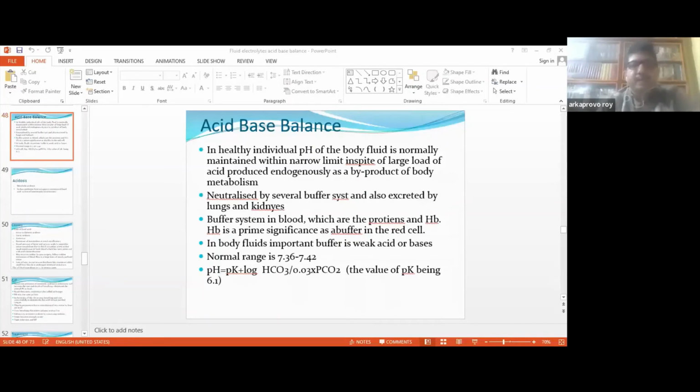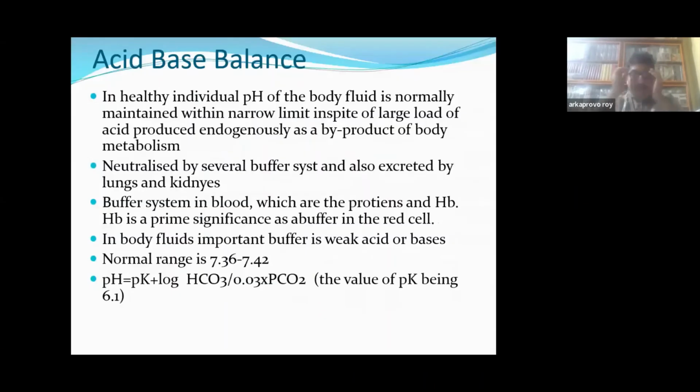Okay, so now I am starting with acid-base balance. Though it is a big topic, I am just going through the basic points. In a healthy individual, pH of the body fluid is normally maintained within narrow limits in spite of a large load of acid produced endogenously as a byproduct of body metabolism. Normal range is 7.35 to 7.42, and this is the equation: pH is equal to pK plus log of bicarbonate by 0.03 into PCO2, the value of pK being 6.1.